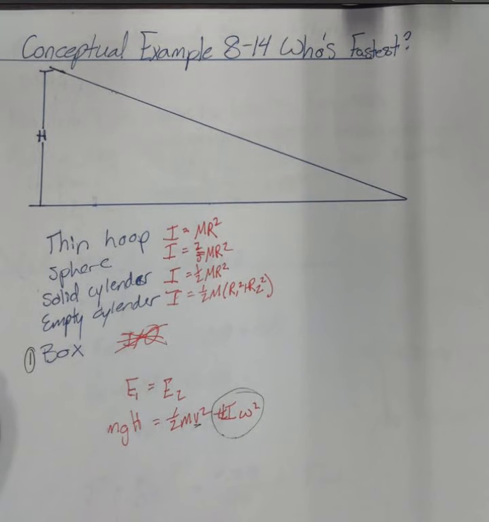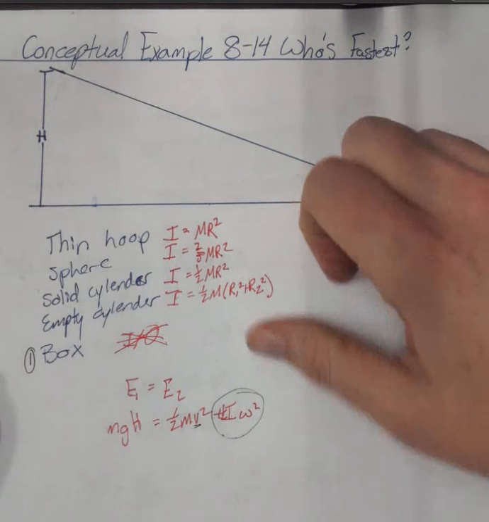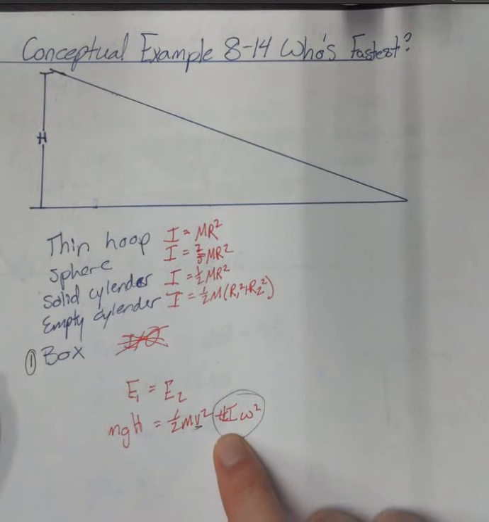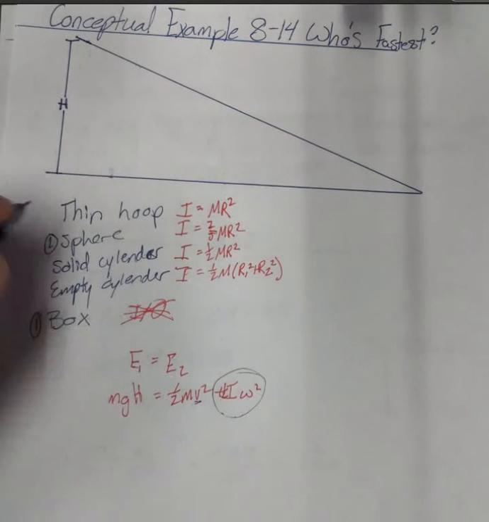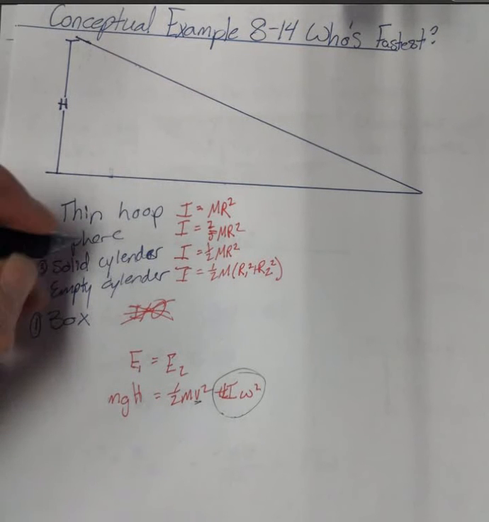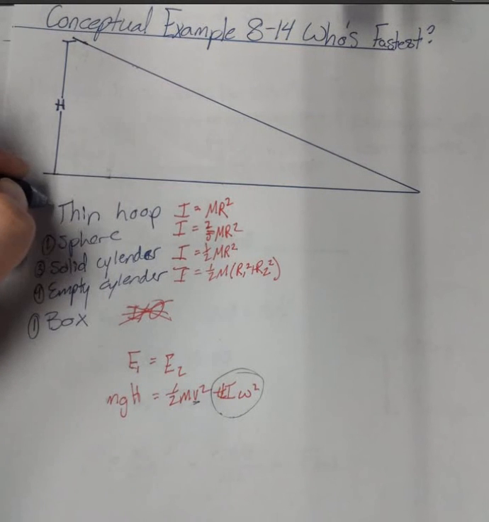The hoop, with all of its mass concentrated at the radius, has the largest moment of inertia, so it's going to have the lowest speed, because the largest moment of inertia plugged in there is going to give it the largest rotational kinetic energy, and that will give it the slowest linear kinetic energy. So that means that the hoop is going to be the slowest. So that makes the box the fastest, then the solid sphere, then the solid cylinder, then the empty cylinder, and then the hoop is going to be the slowest.